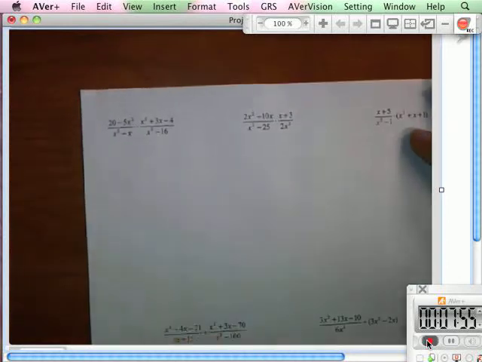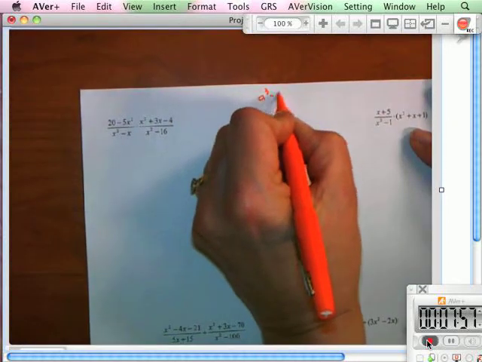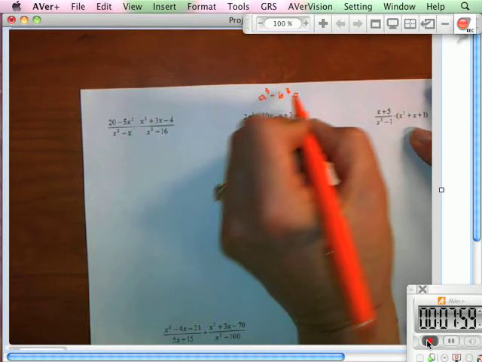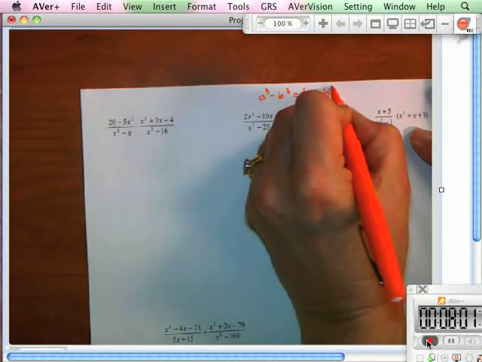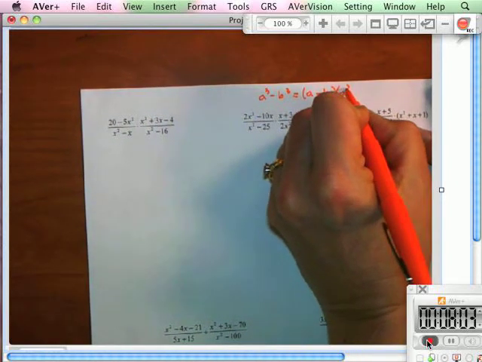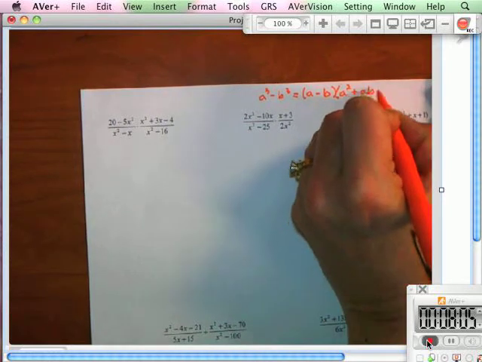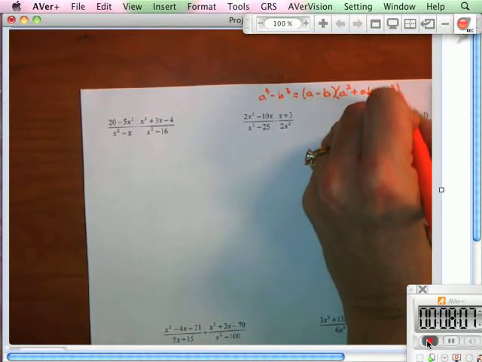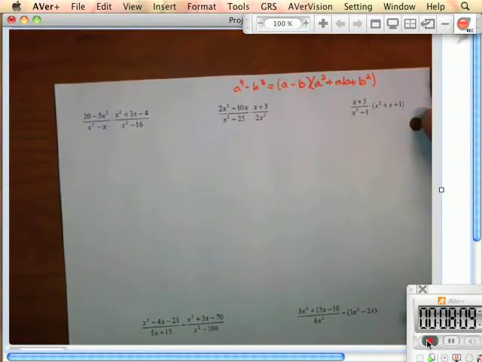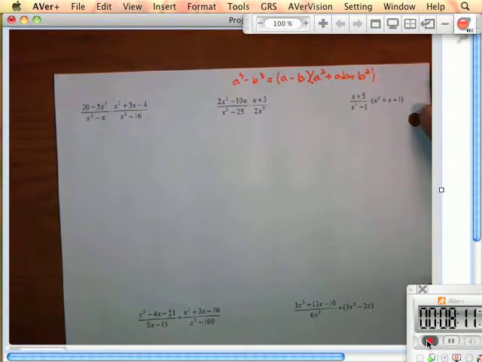I'm going to have you write this up here because it is going to visit us again. Difference of cubes. We'll be using that. Okay? All right.